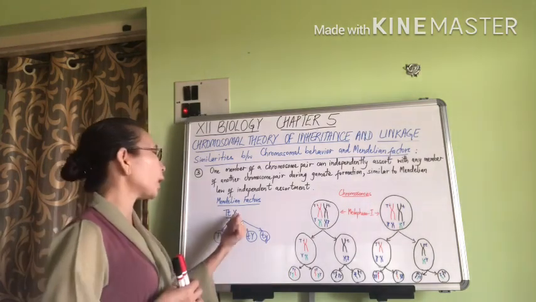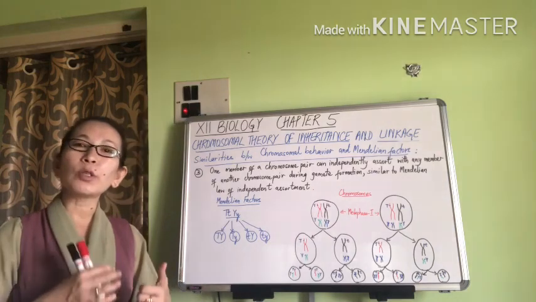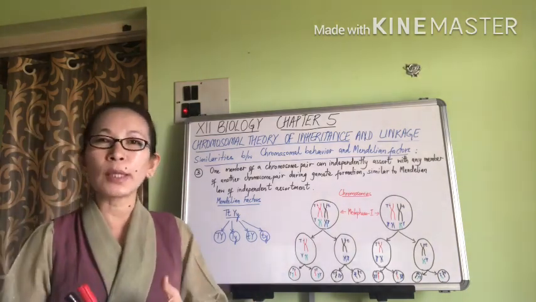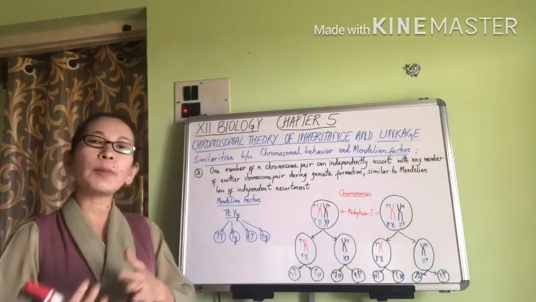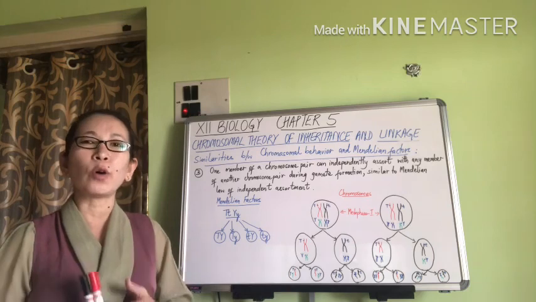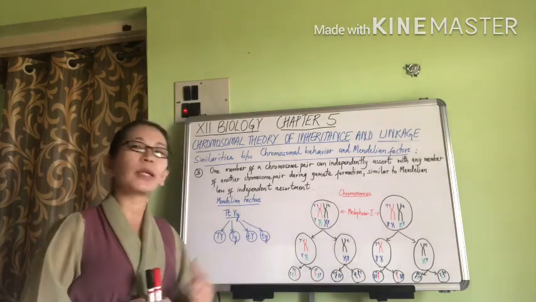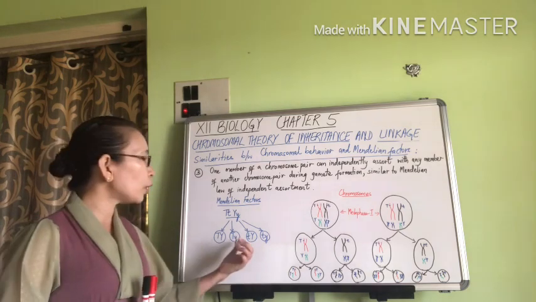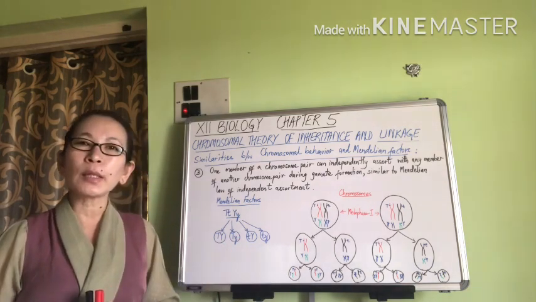And in the same way, we can speak in terms of capital Y independently assorting with capital T or small t. Likewise, small y independently assorting with capital T as well as small t. And in that way, we are expecting 4 different types of gametes in equal proportion, and this is what we know as the law of independent assortment.